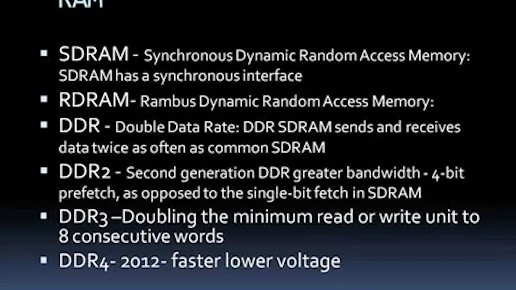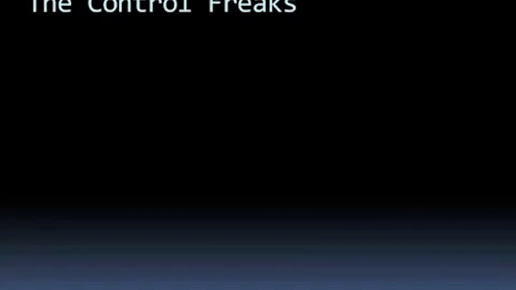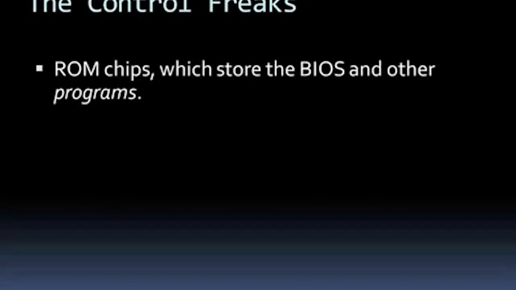Most computers that are coming out today, you're going to see them as DDR3 or DDR2 is what they're going to be running. I like to call these the control freaks. These are the ROM chips. Basically, they store the BIOS and other programs that say when the computer loads, this is how it'll recognize hard drives, this is how it'll recognize CD-ROMs.